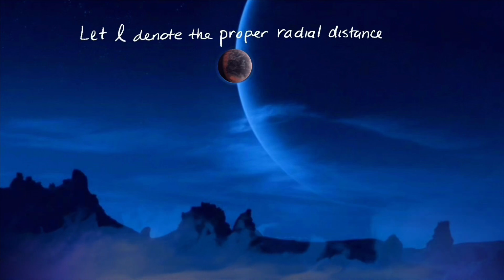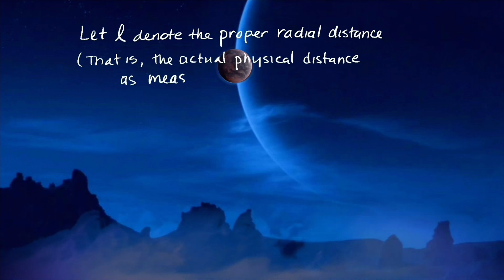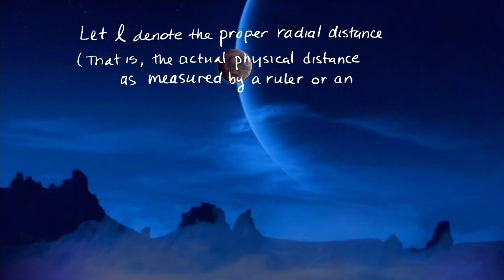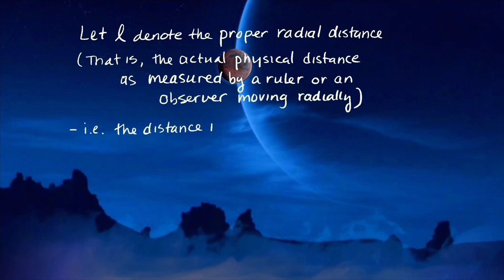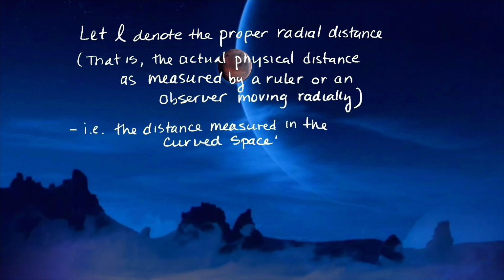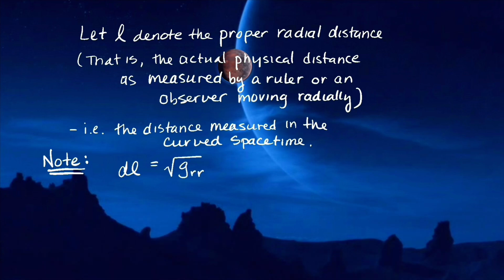Next, we let L denote the proper radial distance, that is, the actual physical distance as measured by a ruler or an observer that is moving radially. That would be the distance measured in the curved spacetime. And so we note, dL is given by the square root of the g_rr component multiplied by dr. So to compute L, the proper radial distance, all we need to do is integrate this term from R1 to R2.